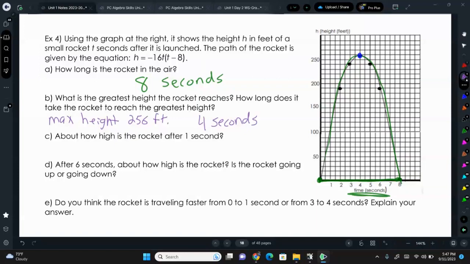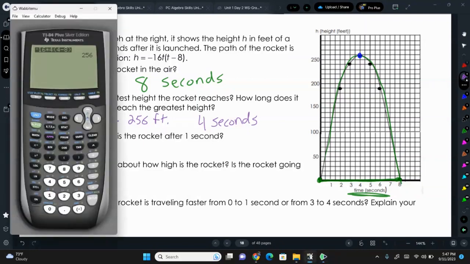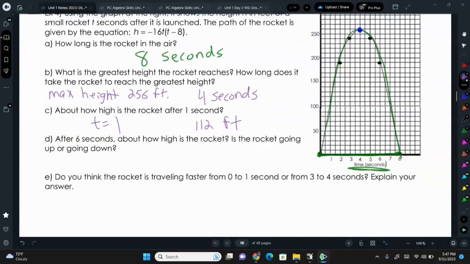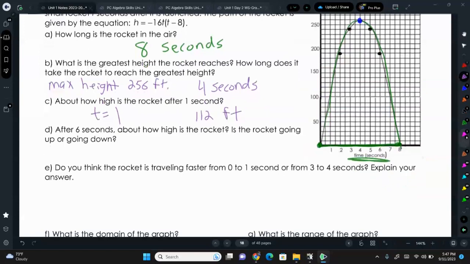C, about how high is the rocket after 1 second? So we're going to plug in 1 for t. So I'm just going to go back and change my 4s to 1. And we get 112 feet. And we got that by plugging in 1 for t. After 6 seconds, is the rocket going up or going down? Well, we can look at the graph and see that the rocket is at the max at 4 seconds, and then as it comes down, 6 seconds is right there, so we are going down.